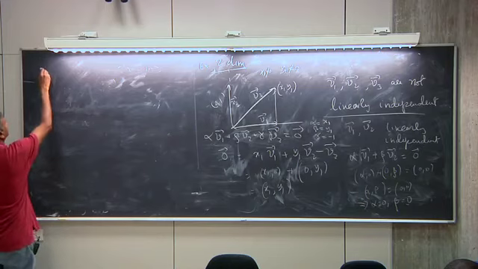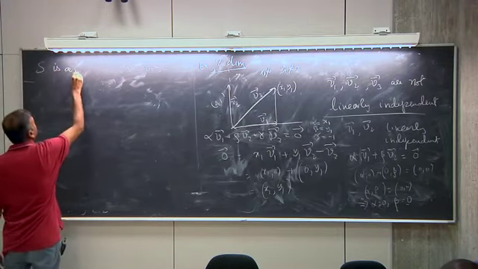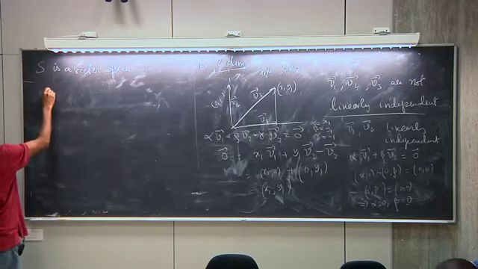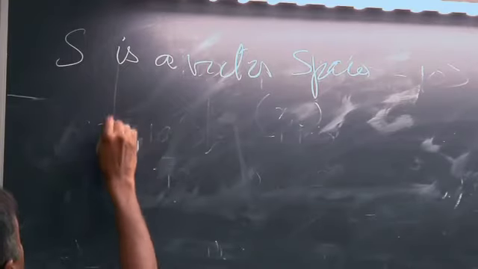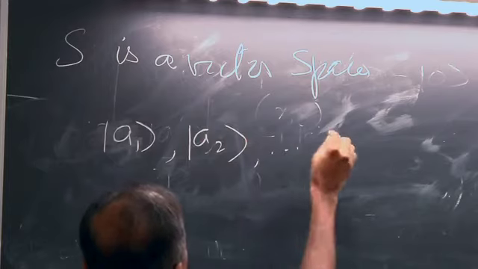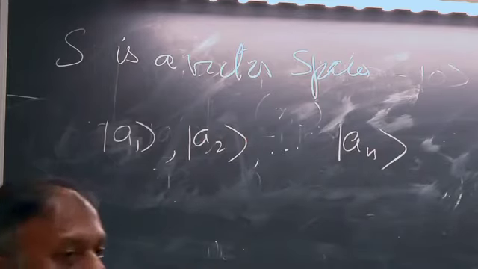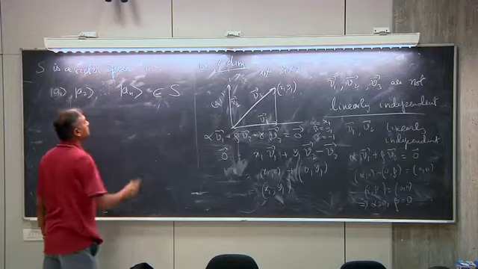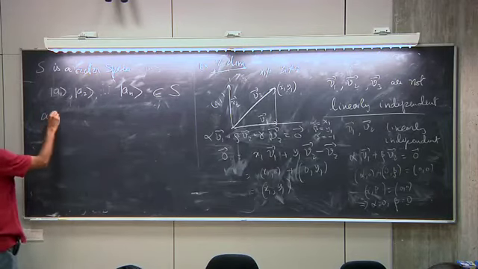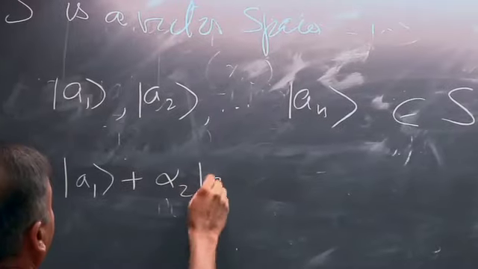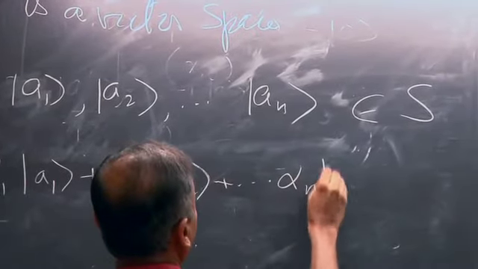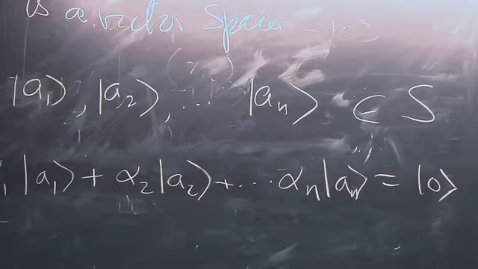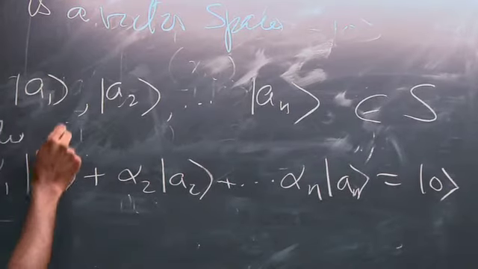So if I give a set, say S is a vector space, and you have some vectors, say A1, A2, up to An, some n vectors, then they all belong to S. Then consider the equation alpha 1 A1 plus alpha 2 A2 all the way up to alpha n An equal to the null vector. So we write down this equation.